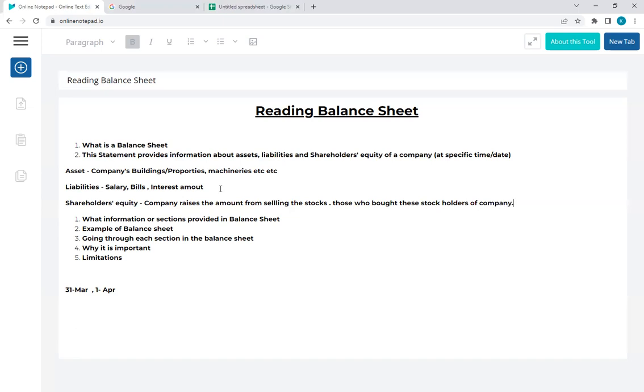Okay, so you understood, right? Assets are the company's buildings, properties, machineries, etc. Liabilities are the money which the company pays to other parties, and shareholders' equity is the amount the company raises, sometimes from shareholders by selling stocks. So in a balance sheet, every company will provide information about the assets, liabilities, and shareholders' equity. This is the information we can get from the balance sheet.